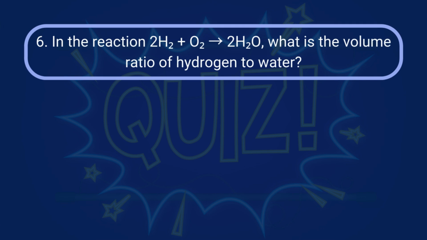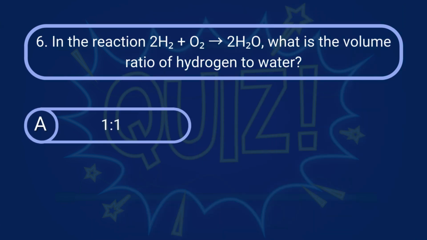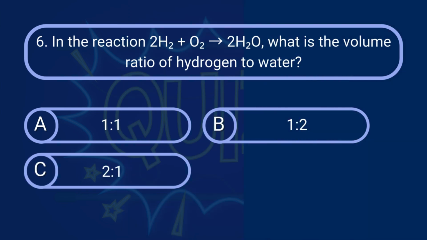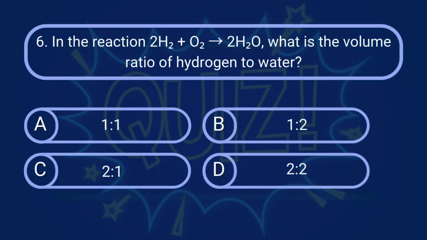In the reaction, what is the volume ratio of hydrogen to water? 1:1, 1:2, 2:1, 2:2. Take your time. The correct option will be 2:1. Next question on the way.